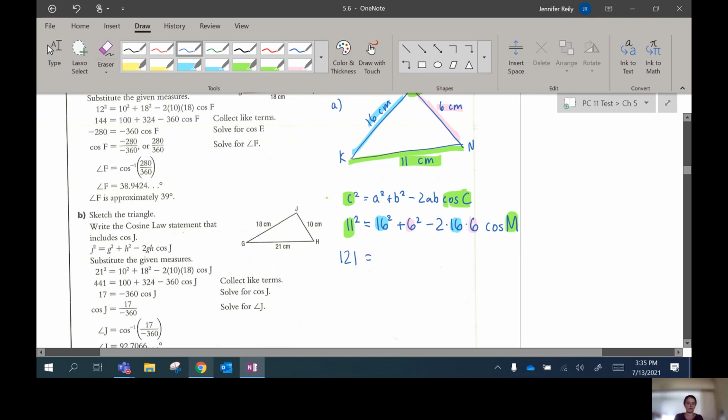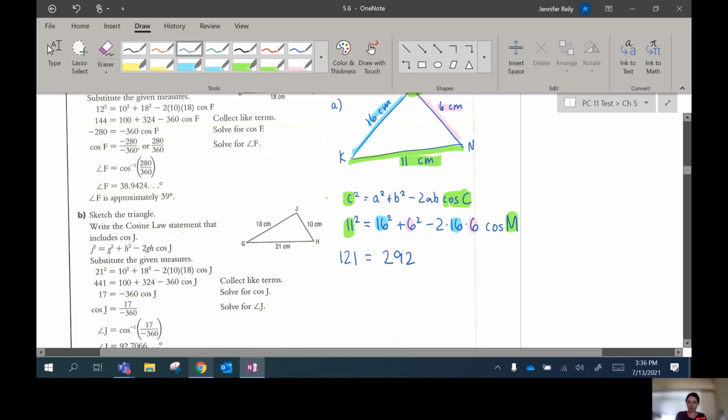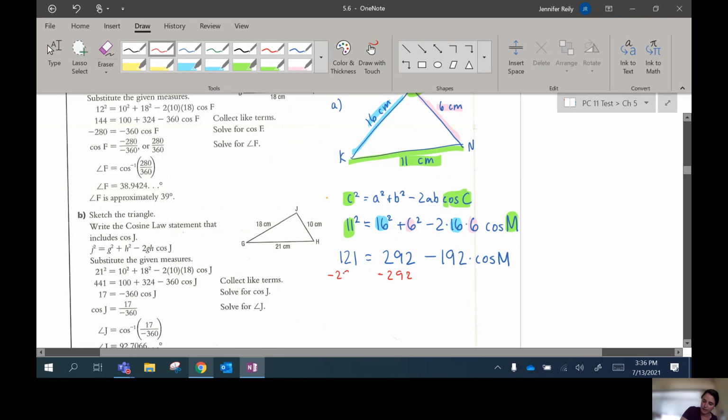So 11 squared is 121. 16 squared, I'm just going to use my calculator, plus 6 squared is 292. 2 times 16 times 6 is 192. And then I have cos M. So let's first do some algebra to get rid of the numbers and isolate cos M on the one side of the equation here. So first thing I'm going to do is subtract 292 from both sides. That'll give me, because it'll cancel it out on that side. And on the right-hand side, I'll have negative 171.